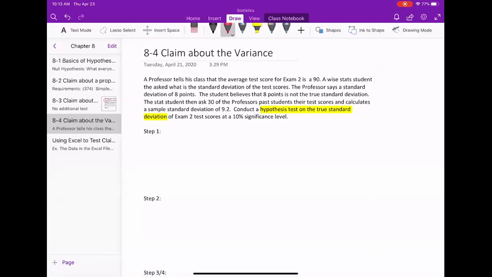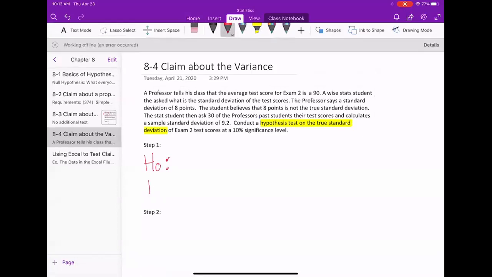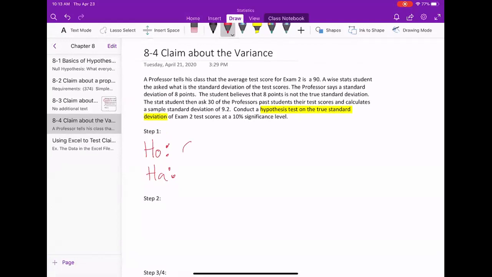I then, again, I have my null. I also have an alternative. What symbol is for the true population standard deviation? That's sigma. So I have sigma, and I have another sigma. My null is always equal. So we go with what everyone believes to be true, and that's what the professor said. So we believe the true standard deviation is 8 points.